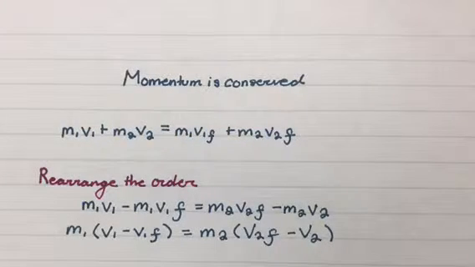Our final goal is to solve for m2, or the mass of the tennis ball. So to do that, we have to rearrange the equation so that the masses are on opposite sides. That way we can isolate m2 when the time comes. That leaves us with: m1 times (v1 minus v1 final) is equal to m2 times (v2 final minus v2).